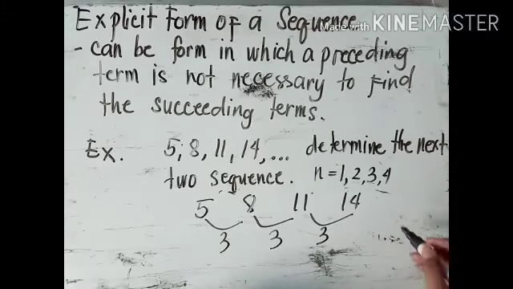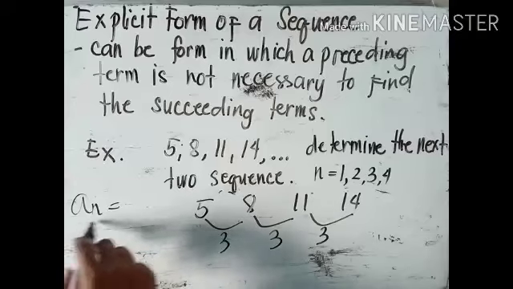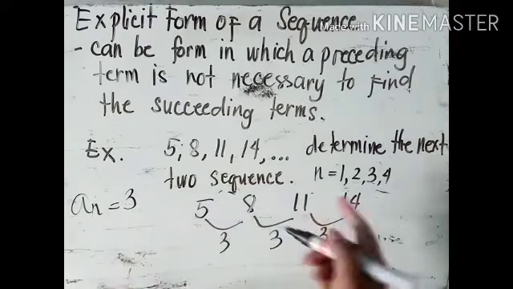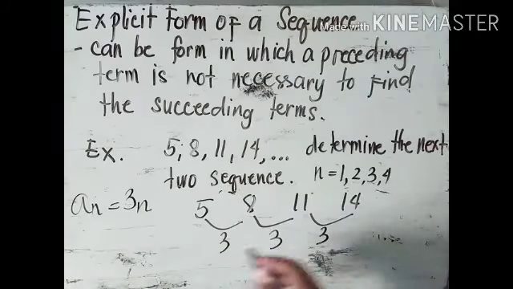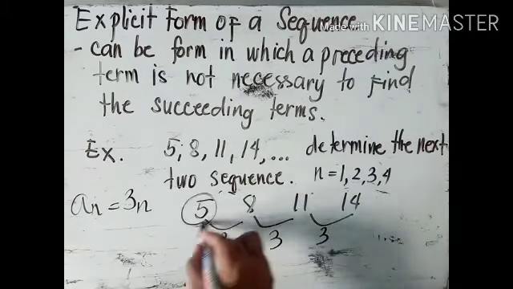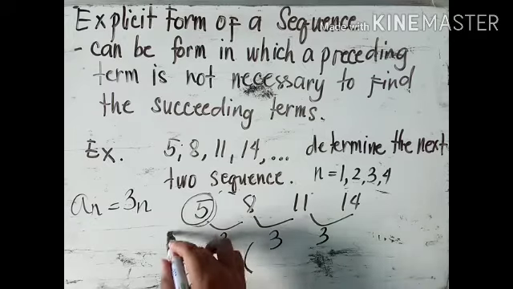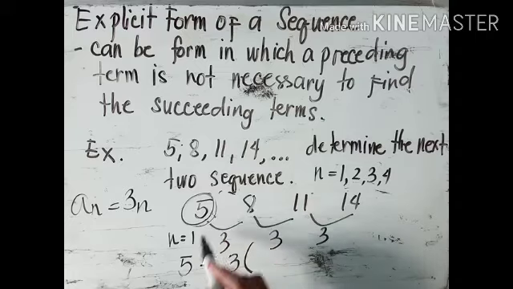So this is now the common difference. So we can write an for the unknown nth term. Then the common difference is 3 multiplied by the number of the term. Then let's get the first term, 5. Then let's subtract 3 times n, let's say n is equal to 1 for the first term. This is the first term, right?